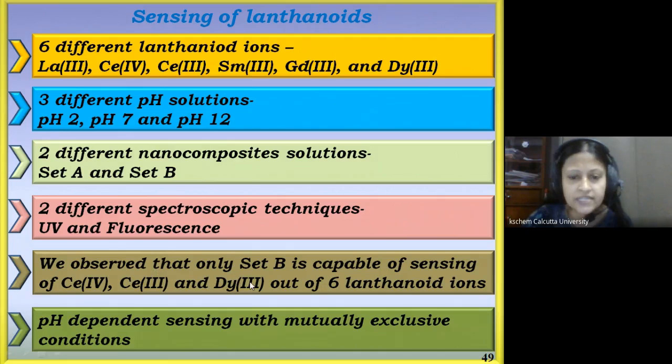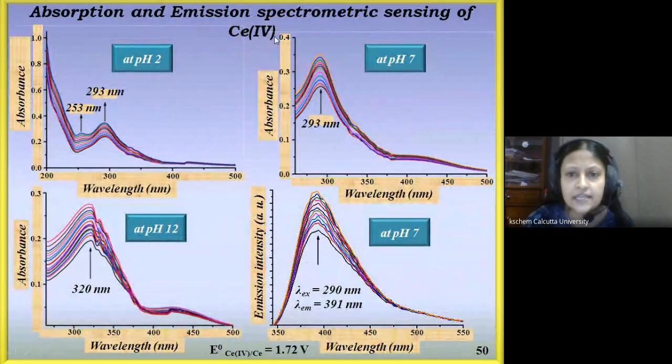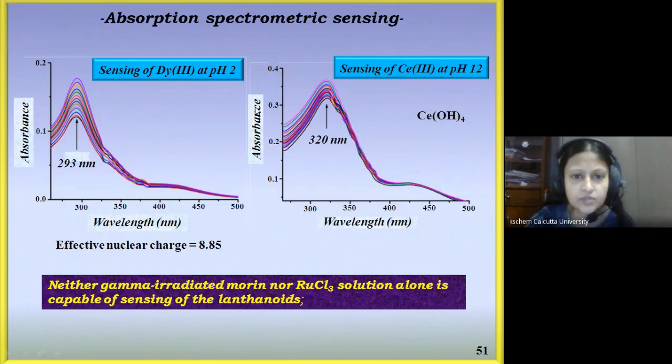We observe that only set B is capable of sensing cerium-4, cerium-3, and dysprosium-3 out of the 6 lanthanoids, and the sensing is pH dependent with mutually exclusive conditions. We observed that cerium-4 absorption spectral sensing can be seen at pH 2, pH 7, and pH 12, whereas at pH 7 emission spectral sensing can be observed. For dysprosium-3, at pH 2 absorption spectral sensing can be observed, while for cerium-3, at pH 12 absorption spectral sensing can be observed.